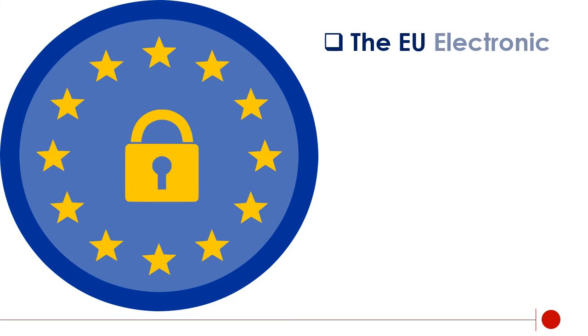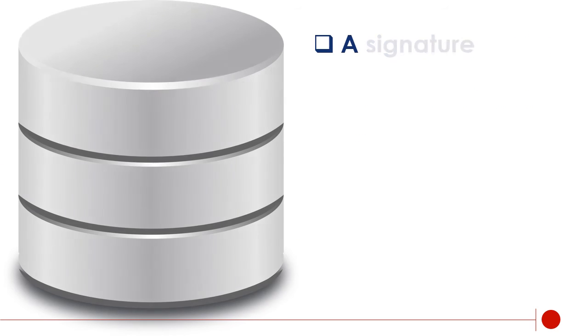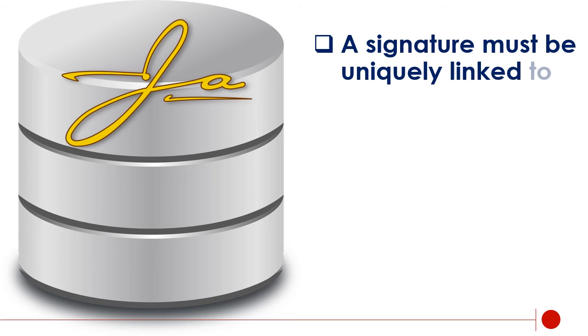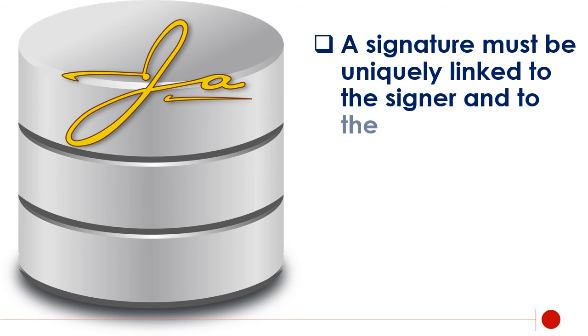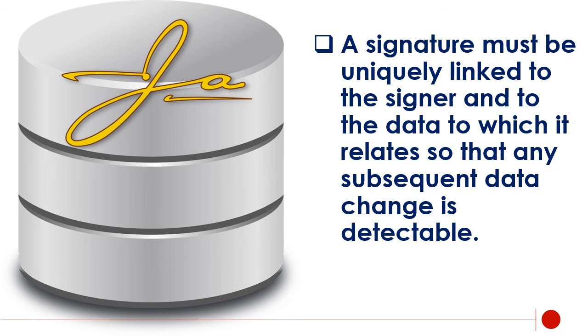The EU Electronic Security Directive defines electronic signature principles. In this Directive, a signature must be uniquely linked to the signer and to the data to which it relates so that any subsequent data change is detectable. The signature must be capable of identifying the signer.